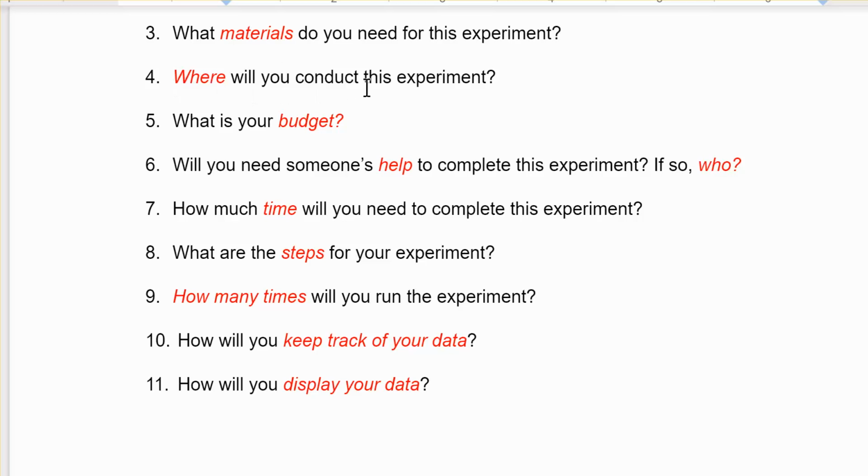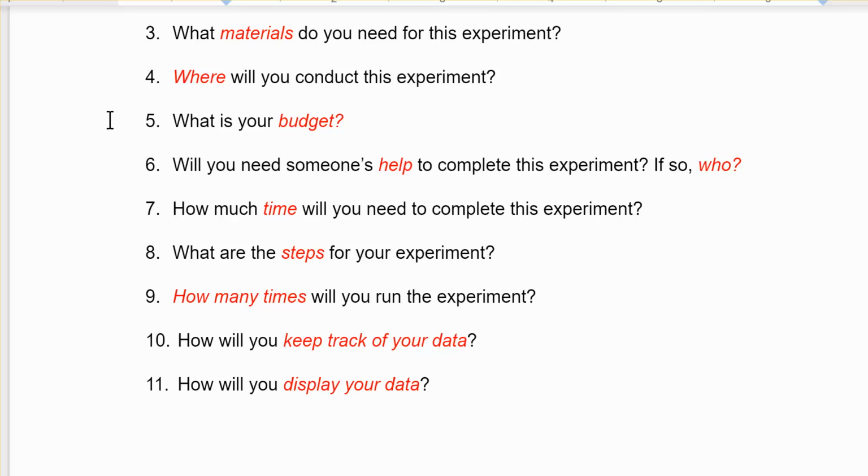For number 4, it says, where will you conduct this experiment? Is this something you're going to do at home? Do you have to do it outside? Is it inside? And then also make sure you have permission to be doing your experiment there, because I don't want you to get in trouble for making a mess in your bathroom or your parents' kitchen, and they're like, what are you doing?